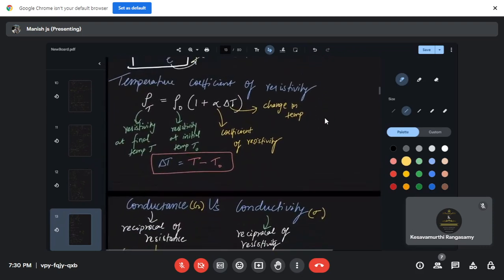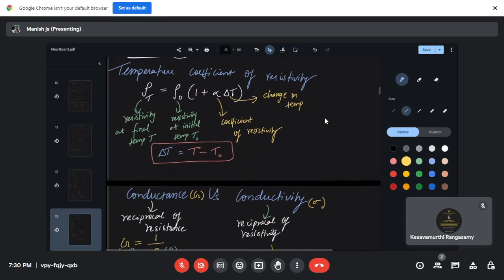Then we have temperature coefficient of resistivity, okay, which is given by the relationship rho t is equal to rho naught times 1 plus alpha delta t, where alpha is your coefficient of resistivity, okay, and rho t is nothing but the resistivity at final temperature t.